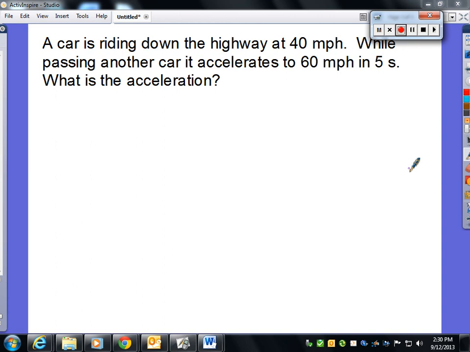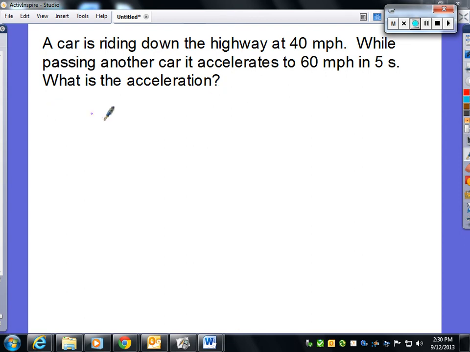Alright, this video is going to work us through the acceleration solution for a word problem where we're given our information. So first thing we'll do is we'll read through the word problem. A car is riding down the highway at 40 miles per hour. While passing another car, it accelerates to 60 miles per hour in 5 seconds. What is the acceleration? Very straightforward, no real tricks here.